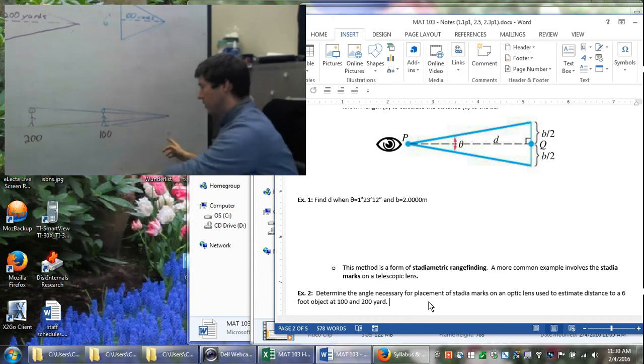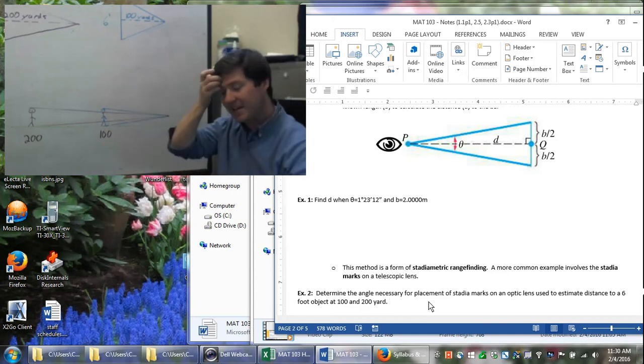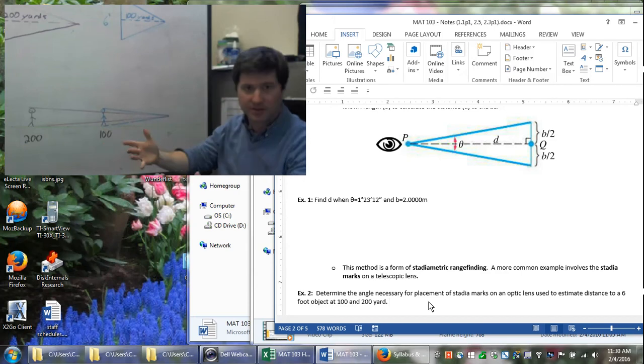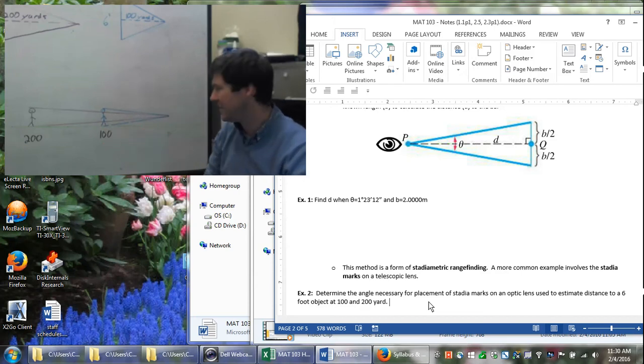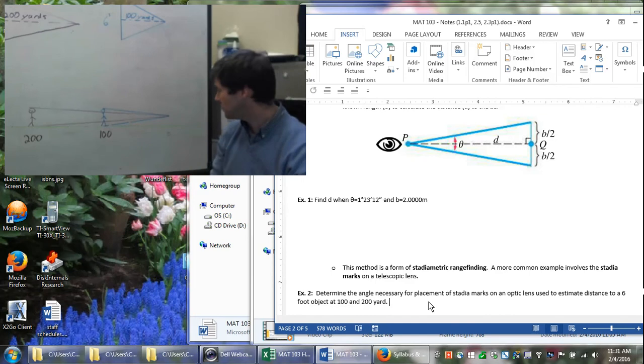Or say you've got an optic on a rifle or something, or a rangefinder. You'll have little tick marks on that, and we set those tick marks in such a way that when an object is a certain height, you know how far away it is. Okay, so that's actually what we're going to do up here.